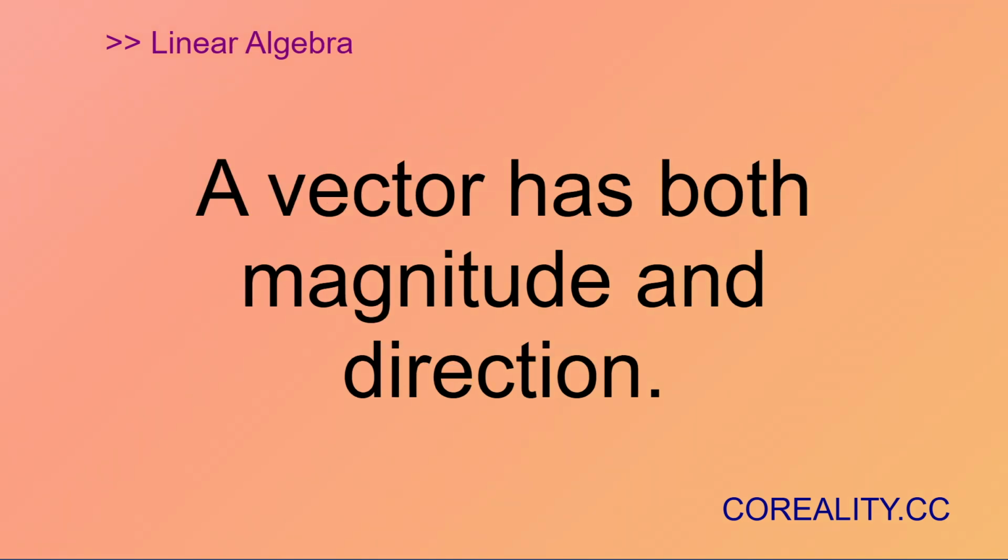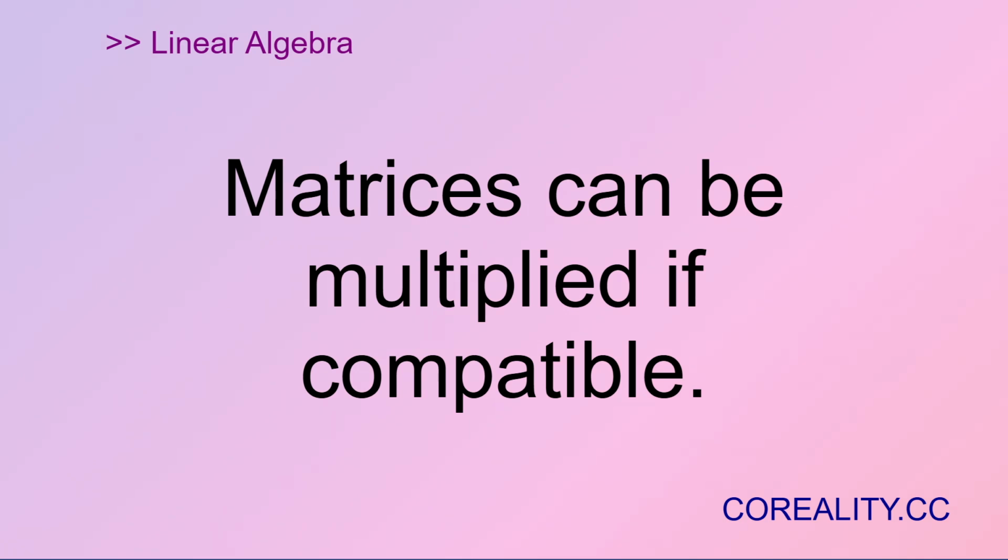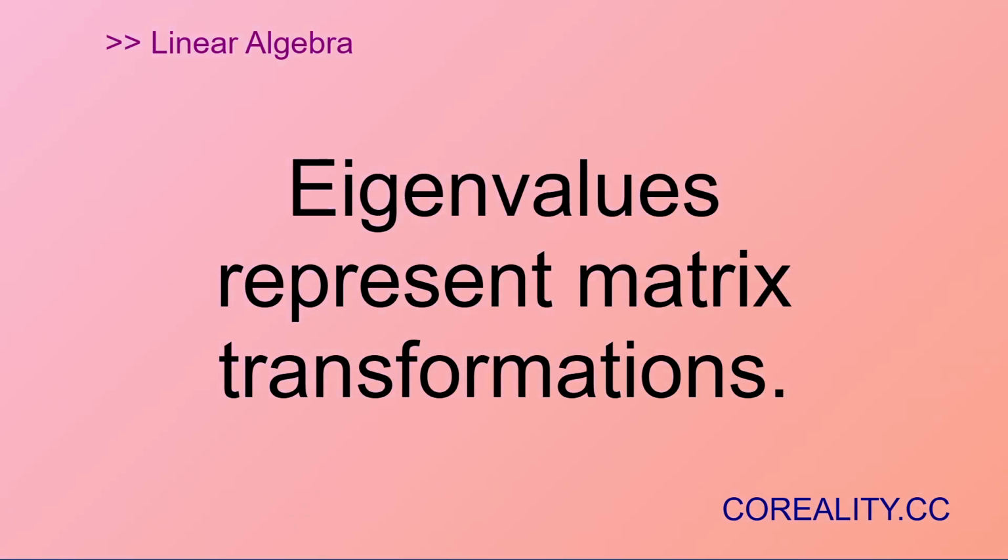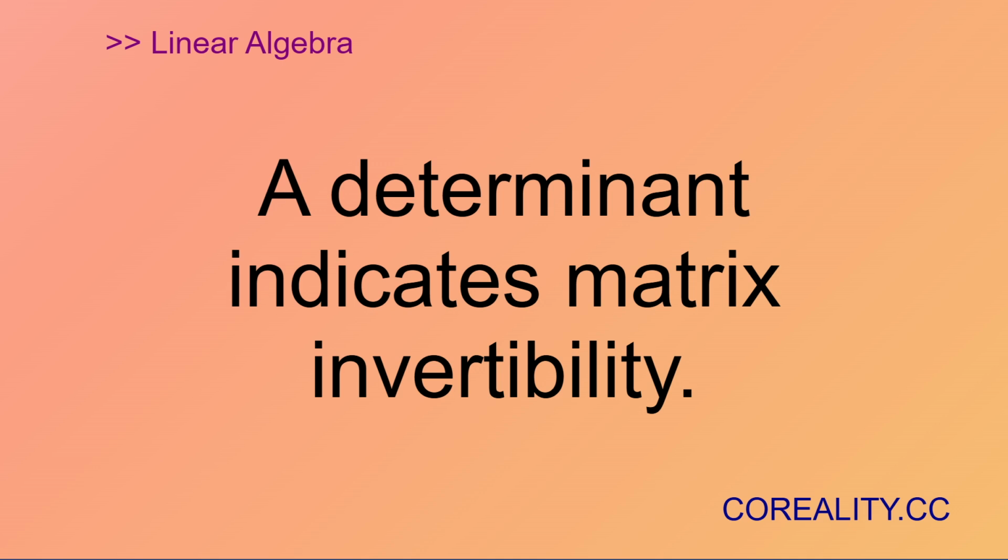A vector has both magnitude and direction. Matrices can be multiplied if compatible. Eigenvalues represent matrix transformations. A determinant indicates matrix invertibility.